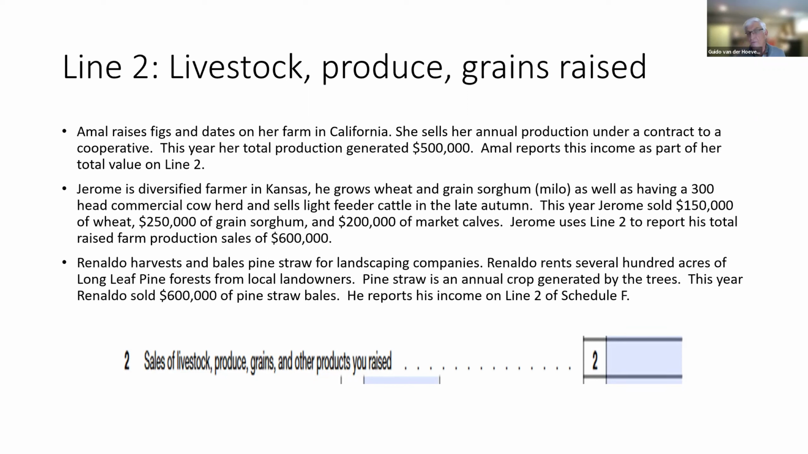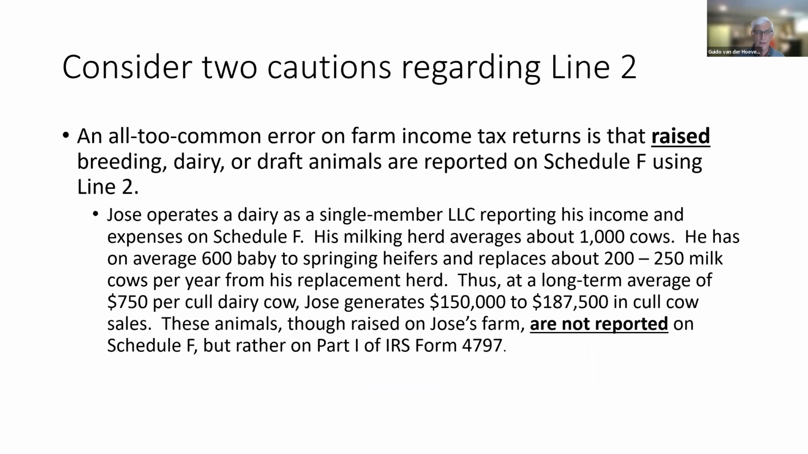Now, Ronaldo is a little different. This is an example from the southeast of our country, probably a longleaf pines area. He harvests and bales pine straw for landscaping companies. Ronaldo has several hundred acres that he rents, and he rakes it up, bales it, and then turns around and sells it. In this example, he sells $600,000 worth of pine straw. Again, this is an annual crop. It's coming from a forest type of activity, but it is a farm activity. It's a farming product, and he's going to report that, just like Amal and Jerome, on line 2 of Schedule F as part of his total income.